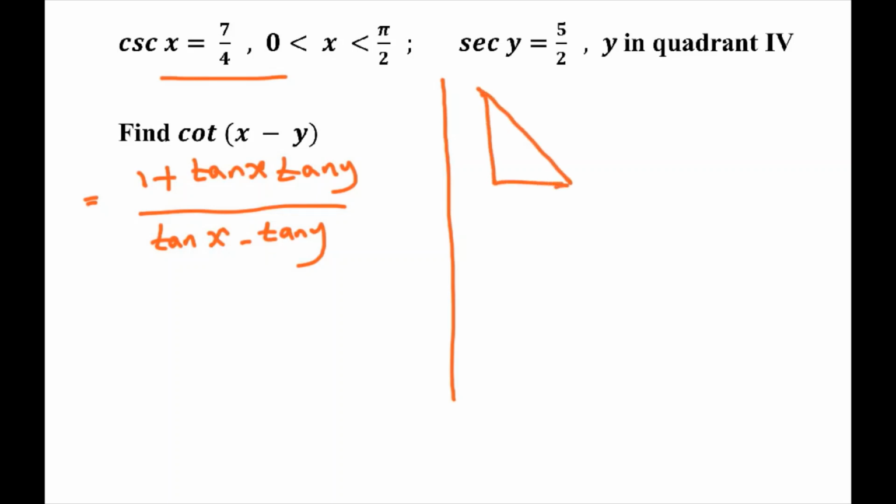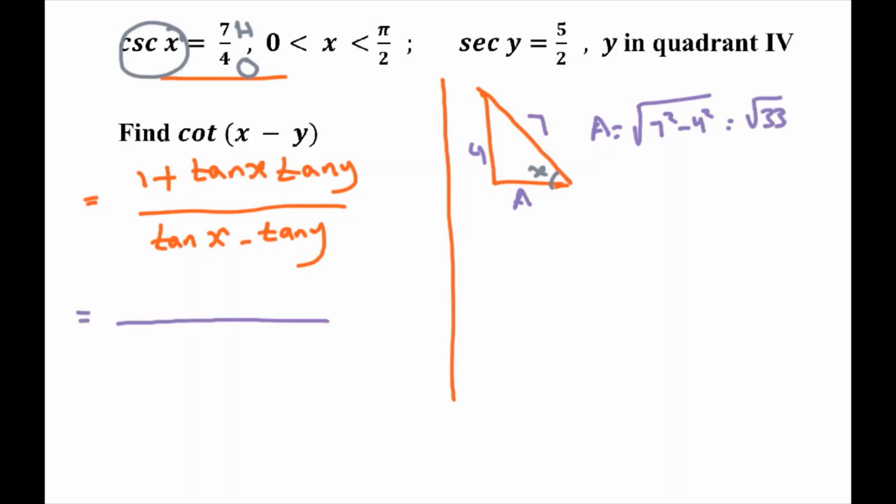Let's say that this is x. Then cosecant is basically the reciprocal of sine. So that's going to be hypotenuse, this is going to be the opposite. So 7 and 4, and we need to find the adjacent. Adjacent equals the square root of 7 squared minus 4 squared, and that's equal to the square root of 33.